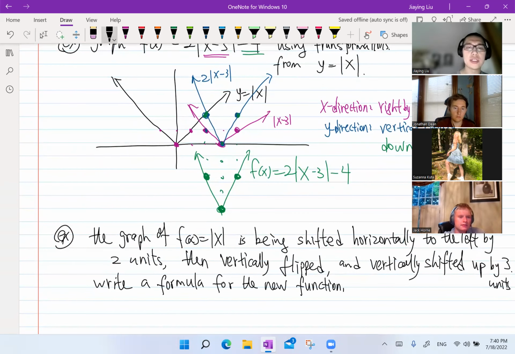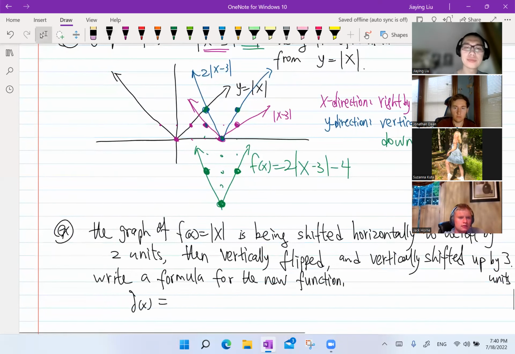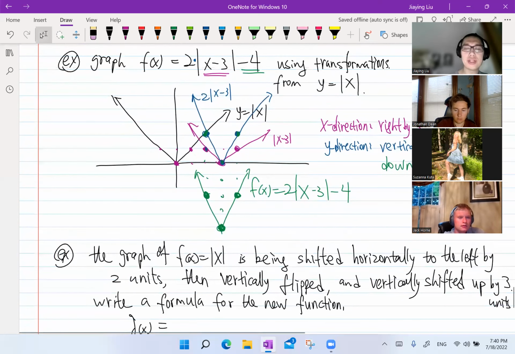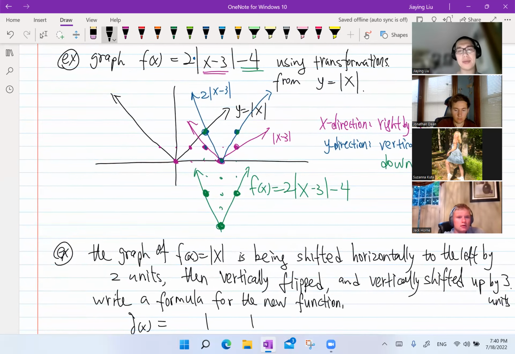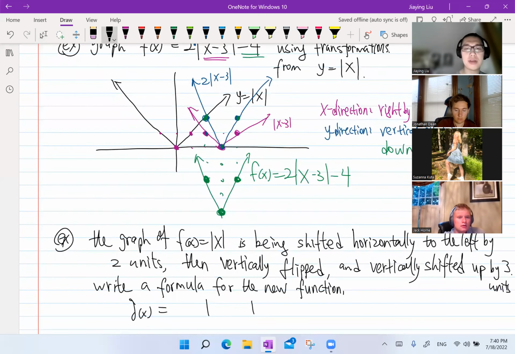So let's write this. The new function, you can call it f of x or you can call it g of x. It doesn't matter. I'm going to call it g of x. And the horizontal shift to the left only affects the x. It doesn't affect anything outside of the absolute value. So that's going to be affecting this x. If it's to the left by 2, it's actually x plus 2, not minus 2, x plus 2. So that's left by 2.